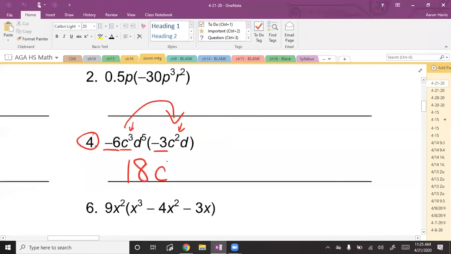So we got C to the 5th and D to the what? 1. This is a 1, 5, but I got 5. So what do I do? Oh, 6. There you go.